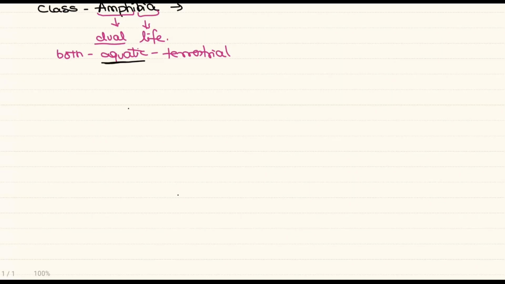Class Amphibia. The word Amphibia has 2 words, amphi and bio. Amphi means dual, that is both, and bio is life. Now what does it mean? Amphibians are the organisms which can live both in water, that is aquatic, as well as on land, that is terrestrial. So they have 2 modes of life. A part of life can be aquatic and a part of life can be terrestrial. But remember, for reproduction, they have to come back to the water. So these organisms are called amphibians.